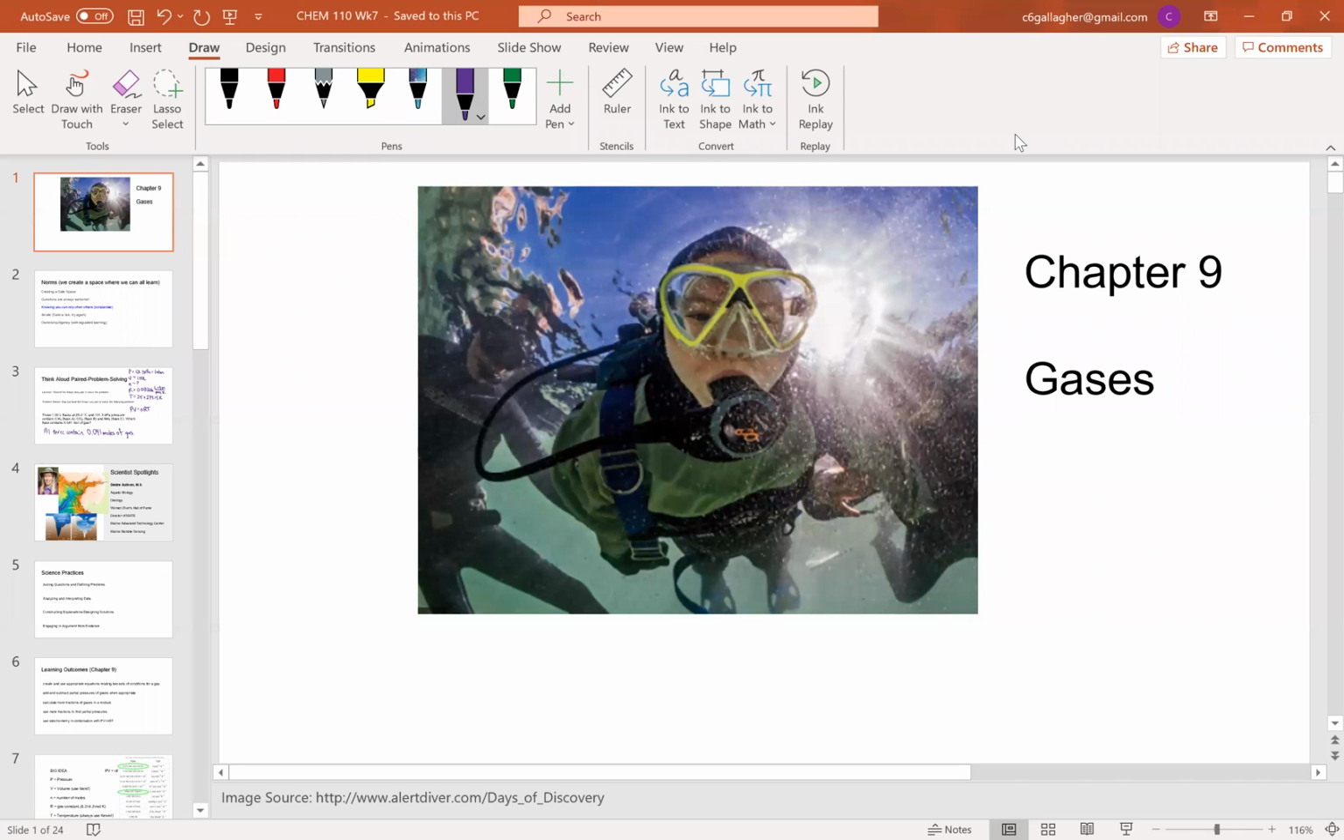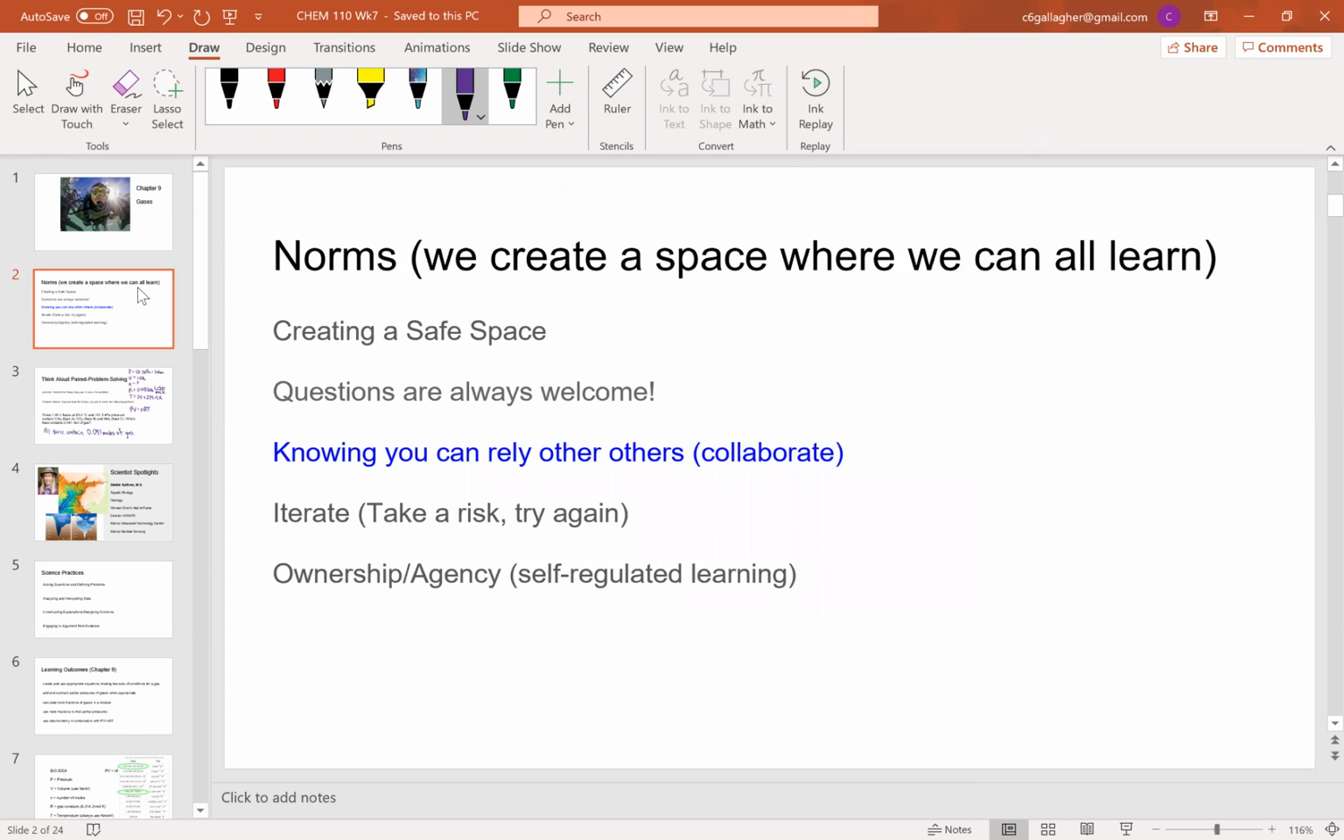So last class we were talking about gases. Today we're going to wrap up chapter 9, and we're going to do so first by thinking about our collaborative problem-solving strategy of TAPS, or think paired problem solving.